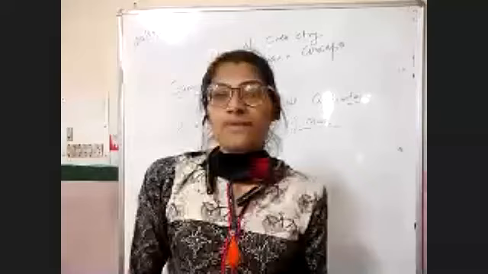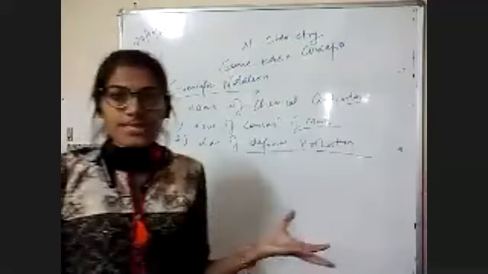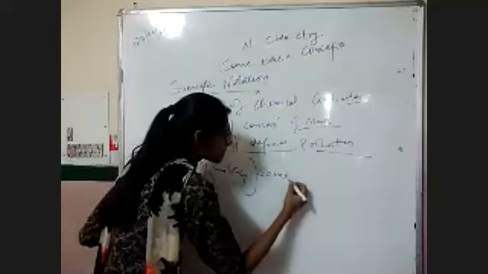So the second rule is the law of definite proportion. The term makes it clear: definite means fixed, proportion means ratio. When we combine two or more reactants to make a product, the reactants always combine in a fixed ratio. For example, we are having copper sulfate, 50 ml.